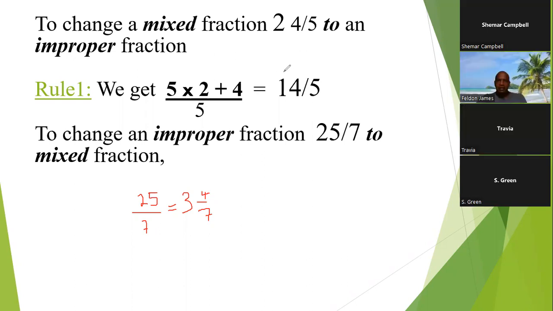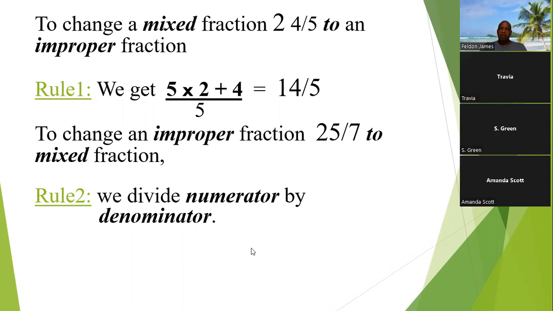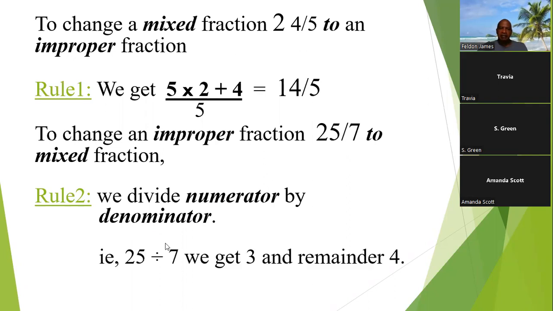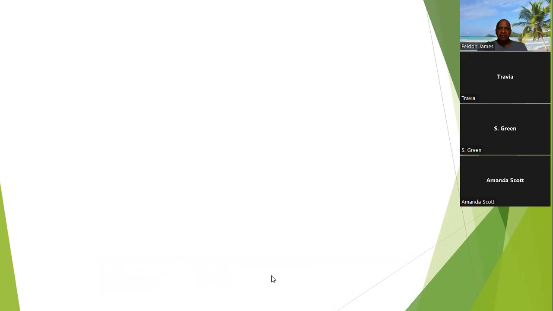All right, moving on. Now, the second process: we divide the numerator by the denominator. So we say 25 divided by 7, we get 3, 3 whole parts, and then remainder 4, giving back the 4/7. So it's 3 wholes and 4 parts out of 7.